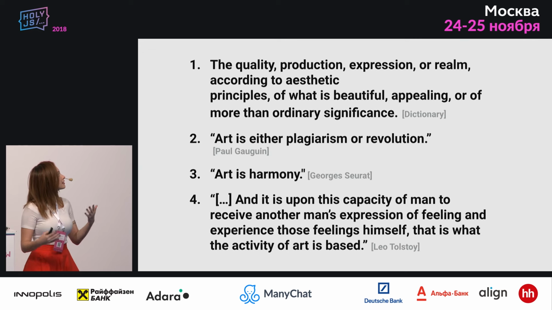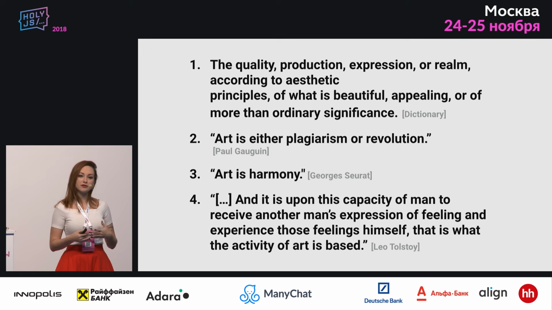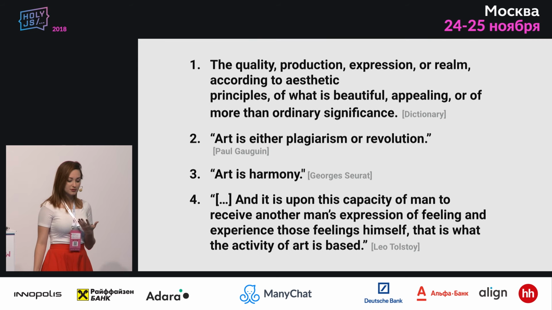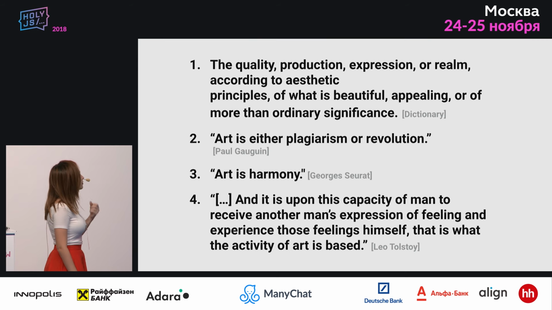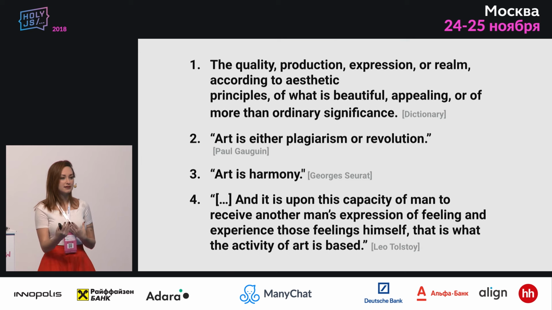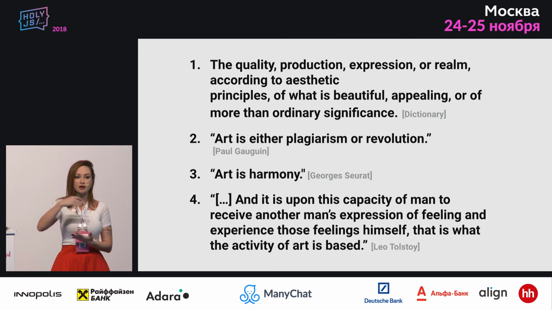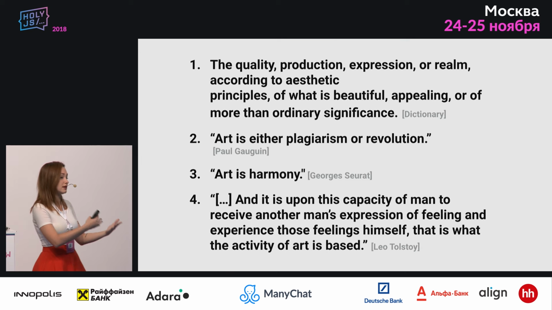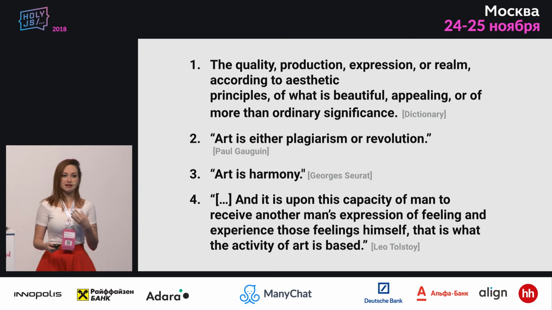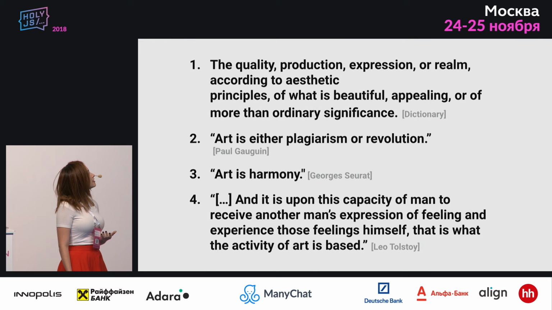But Paul Gauguin said that art is either plagiarism or revolution, which I completely agree. Art can also be harmony, according to Georges Seurat. And my favorite definition is by Leo Tolstoy, and he says that basically it's anything that you're able to create that inflicts emotions on other people when they see the things that you did. That for me, I really agree that that can be considered art.